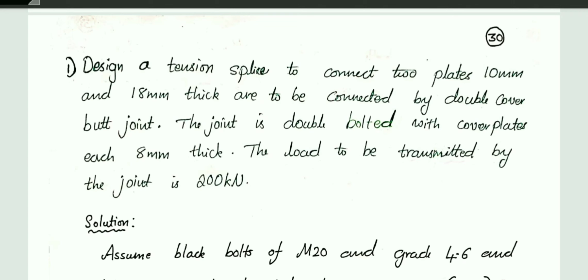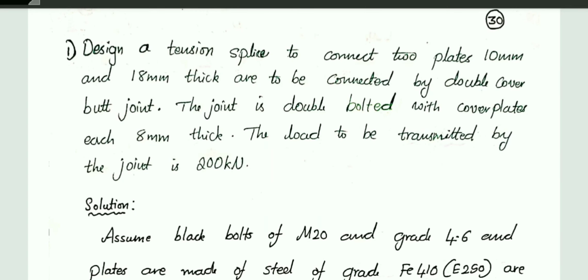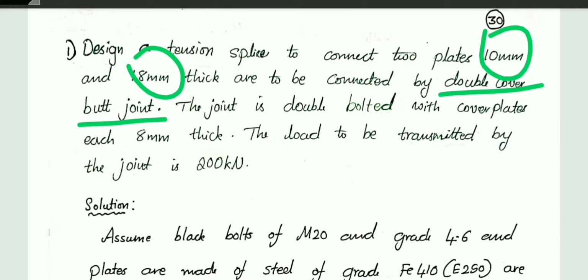So let us see one problem here. Design of tension splice. To connect two plates, one is 10 mm and another one is 18 mm. The two plates are connected by using a double cover butt joint. The joint is a double cover butt joint, and the two plates are of different thickness: one is 10 mm and another one is 18 mm.